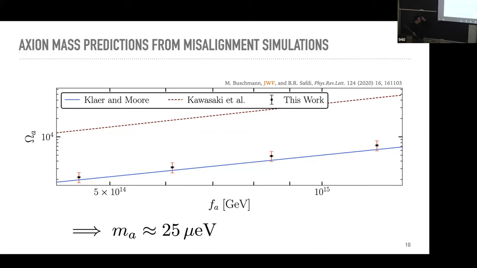Yes, so these simulations were done with tractable parameters rather than realistic parameters, and attempted to extract a scaling relationship between FA and the axion abundance. And then you turn that relationship between FA and omega A into a relationship between MA and omega A. And the larger FA is more tractable for simulations because of...?